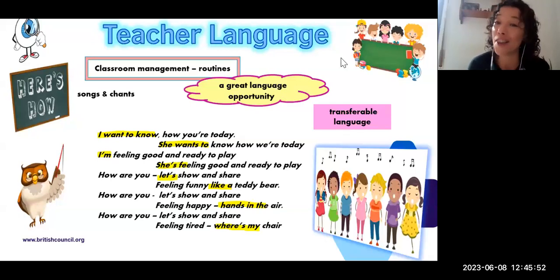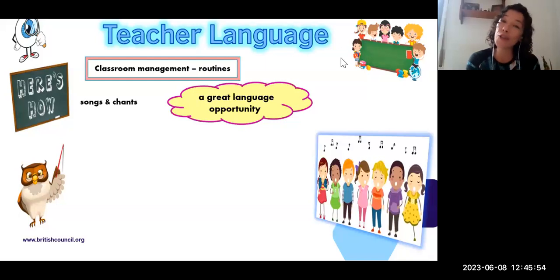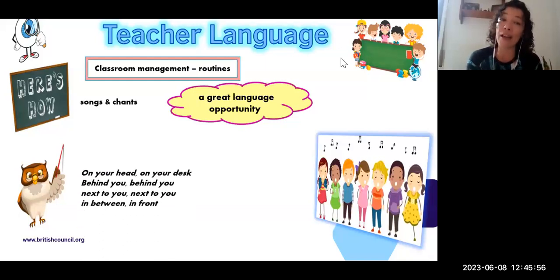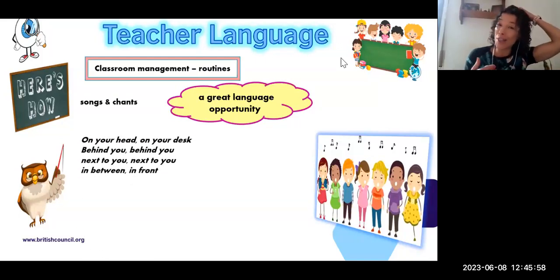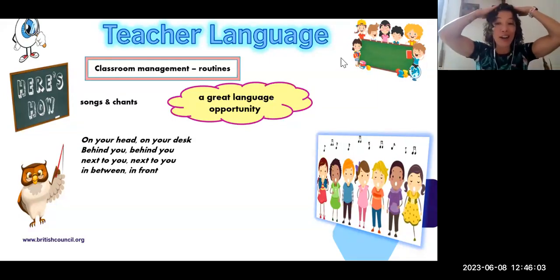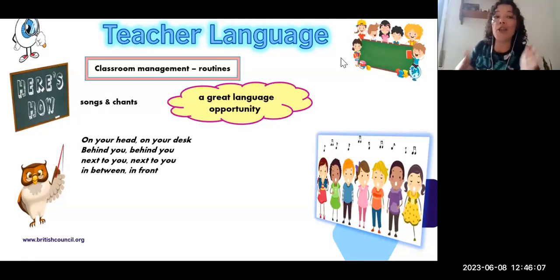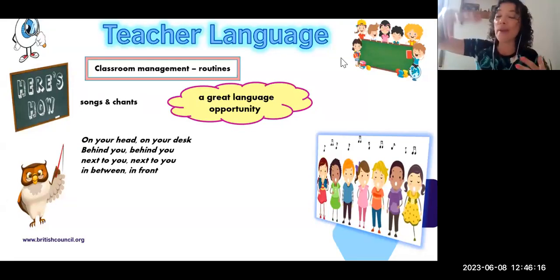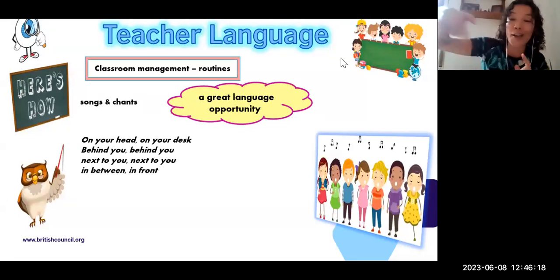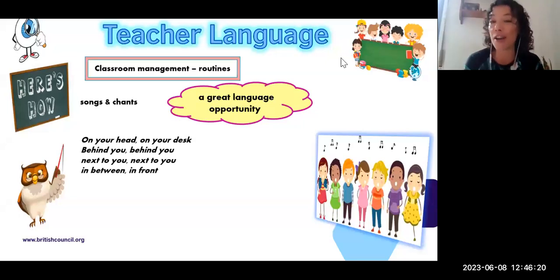Lovely. Okay, let's have a look at another one. This one is more of a chant, which I tend to use at the beginning of class, actually. Shall we try together? So you can do this at home, wherever you are. Ready? On your head, on your desk, behind you, next to you, in between, in front. So with my classes, we do this all together, standing up. Then we go round in a circle, we go backwards, we do different emotions at the beginning of class.